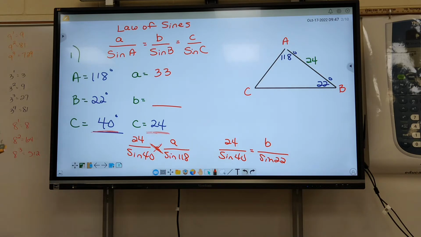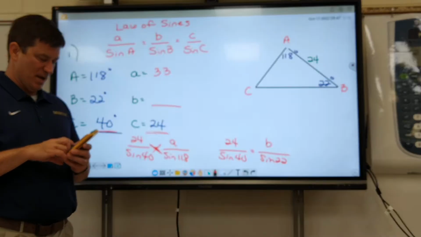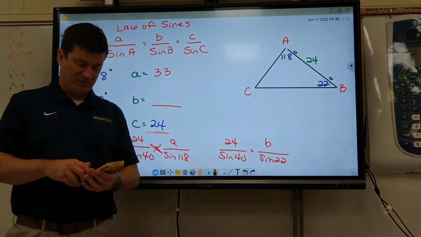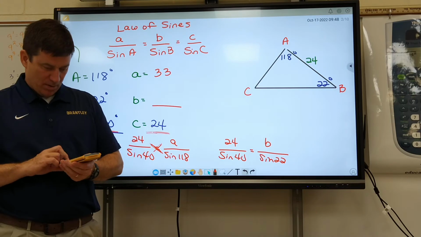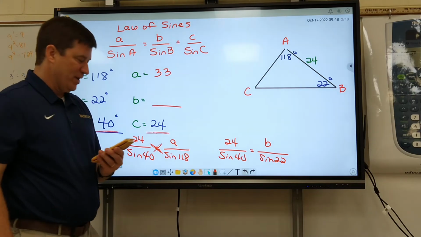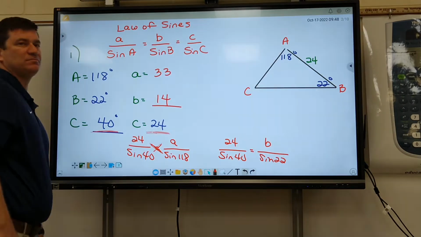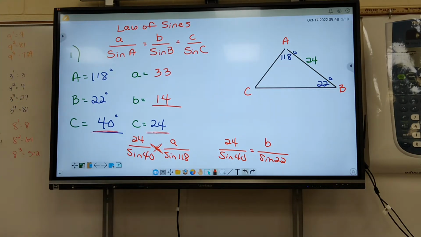So I do 24 times sine of 22. It equals, and then divide by sine of 40. I got 13.98. Round that up, 14 if you want to. This is easy.